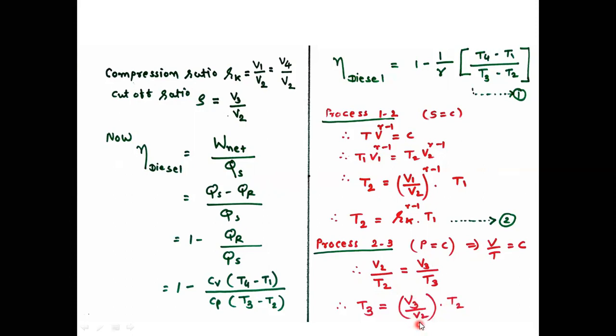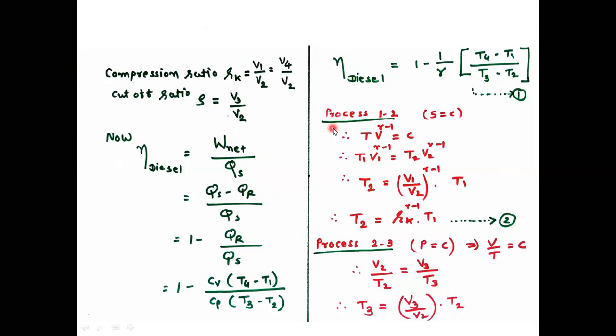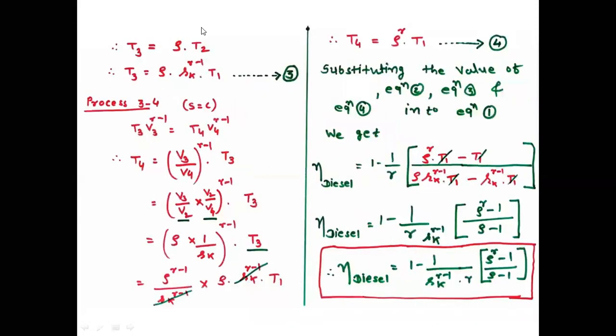What is V3 divided by V2? It's rho. So instead of V3 divided by V2, I can write rho. So my equation becomes T3 is equal to rho into T2. See here, T3 is equal to rho into T2. And what is T2? Equation number 1 already derived: T2 is equal to RK raised to gamma minus 1 into T1. So I can write, instead of T2, RK raised to gamma minus 1 into T1. That is why T3 is equal to rho into RK raised to gamma minus 1 into T1.